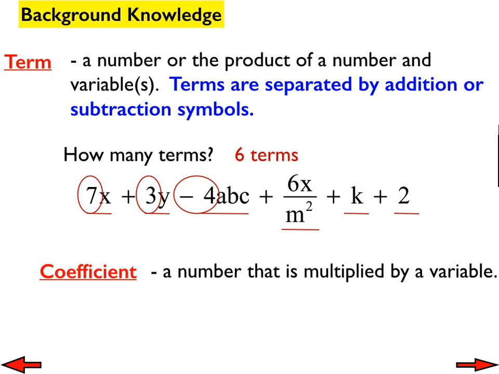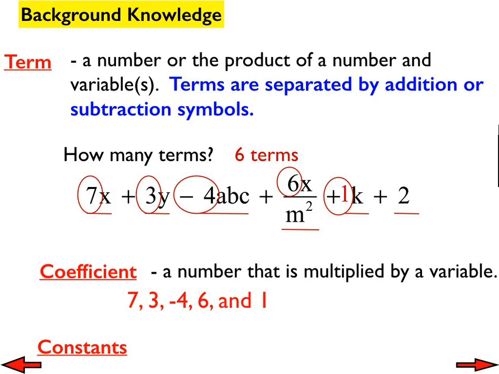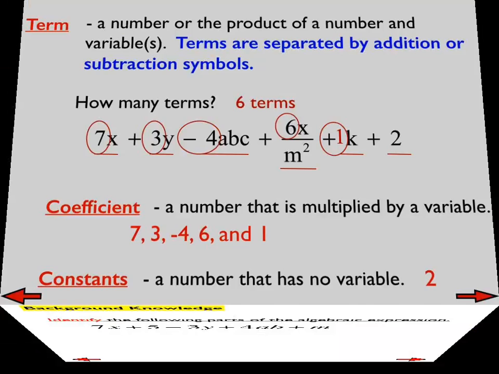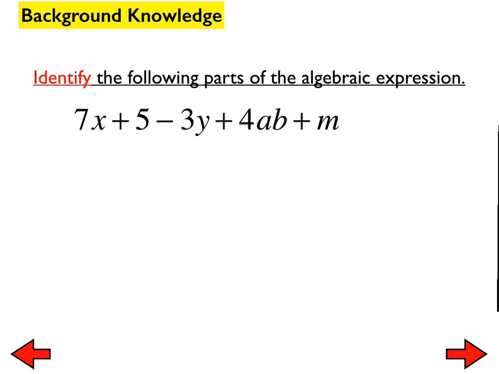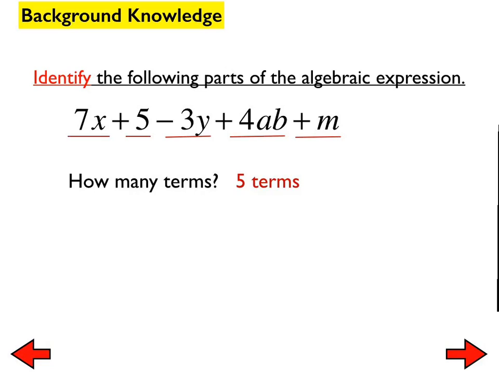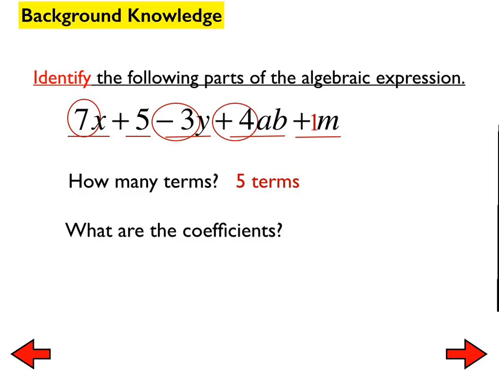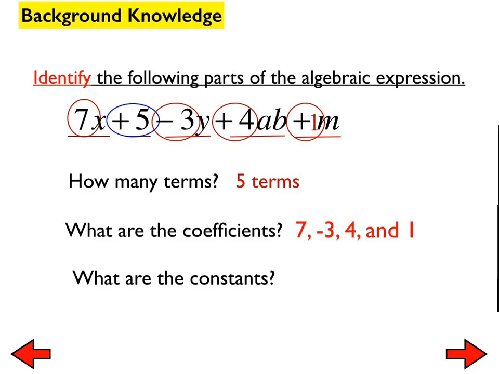Negative 4 is a coefficient. Positive 6 is a coefficient. Positive 1 is a coefficient. But that 2, without a variable next to it, is not a coefficient. That is called a constant. So a constant is a number that has no variable, like positive 2 at the end. And so we did a whole bunch of things like this. I don't think I need to do this problem. In this one, there are 5 terms. The coefficients are positive 7, negative 3, positive 4, and positive 1. And the constant is positive 5.